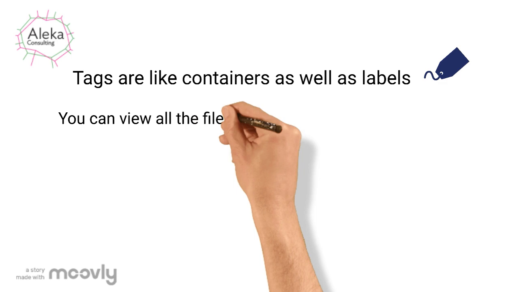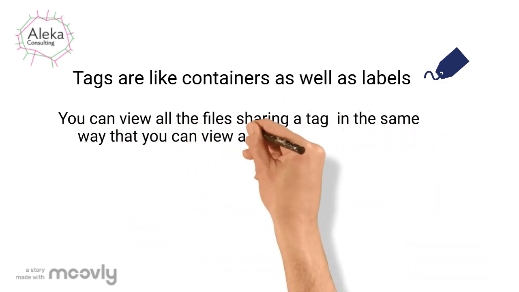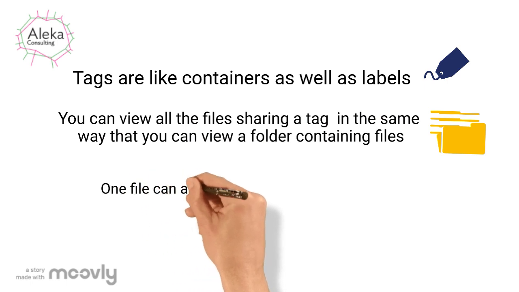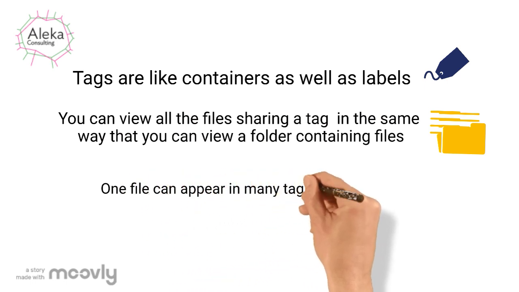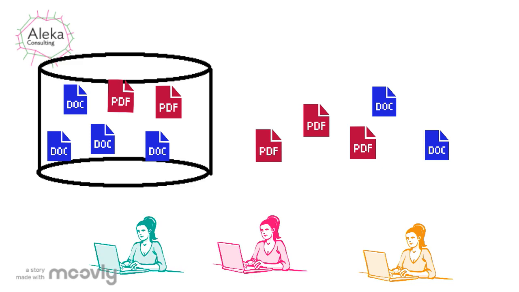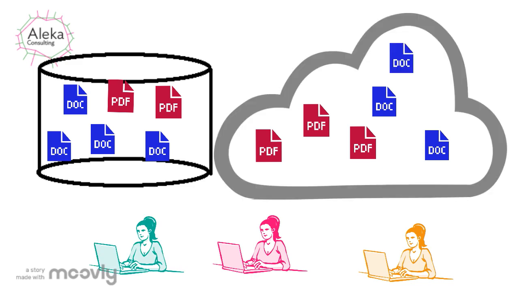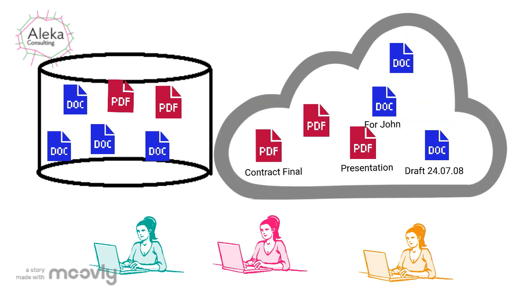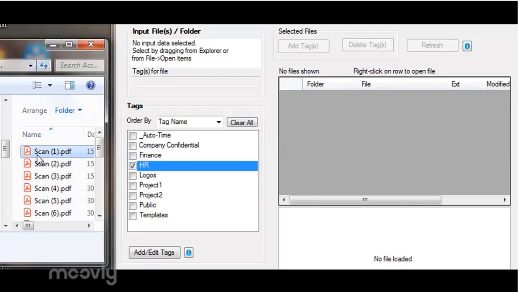You can view all the files sharing a tag in the same way that you can view a folder containing files, and one file can appear in many tag containers. You probably have hundreds of project files and documents that you share with your colleagues. They may be scattered across share drives and cloud storage and are often related to several concepts and categories. They may not necessarily have informative file or folder names.